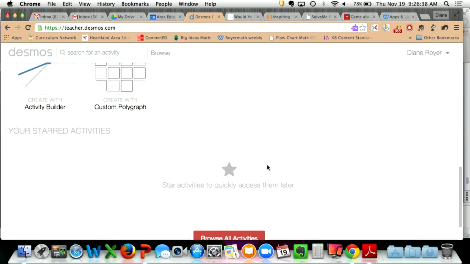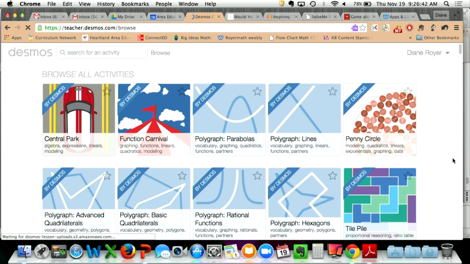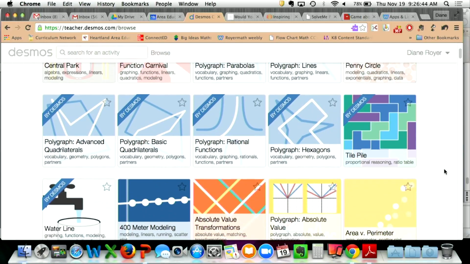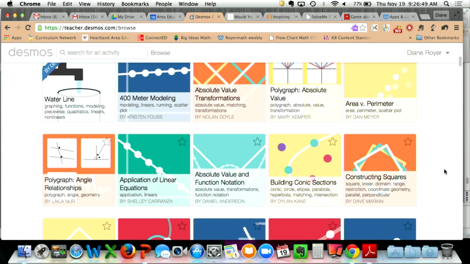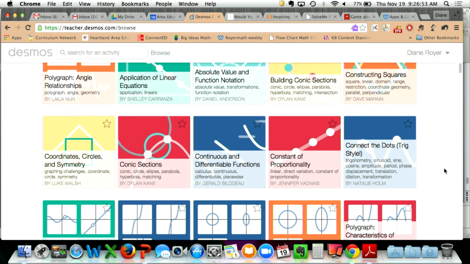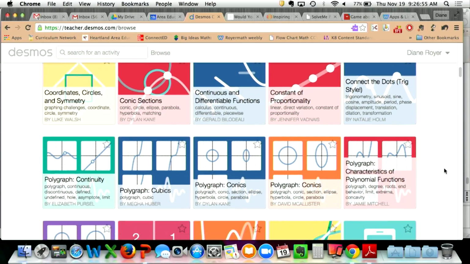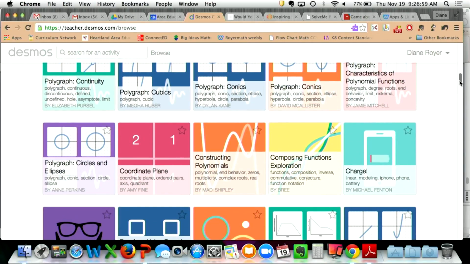If you want to do custom activities and browse all of them, now this is going to make you dizzy, but this is going to show you the top 16 by Desmos. And then I have all of these by other educators across the globe that are fabulous. I'm only down this far on my scrolling. There are literally dozens of activities. Did that help answer your question?